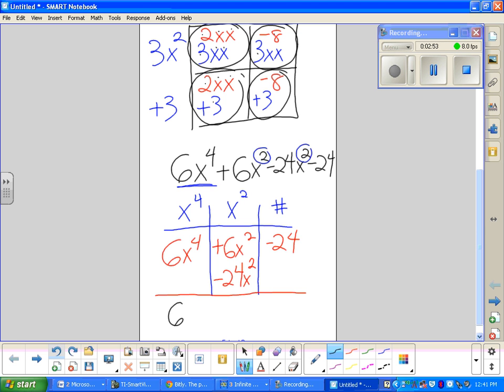You have 6x to the 4th. 6 and negative 24 is negative 18x squared. Someone in class wrote the 4th, but we're talking about if you have 6 of these x squareds and you lose 24 of them, you still have negative 18 of those x squareds. And lastly, minus 24.